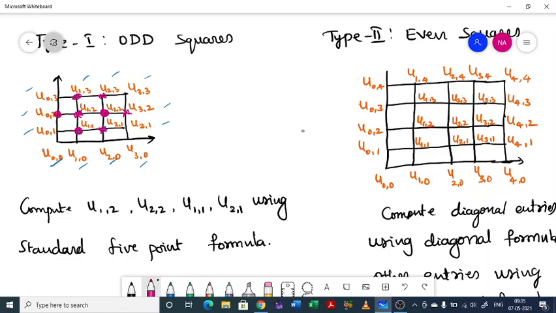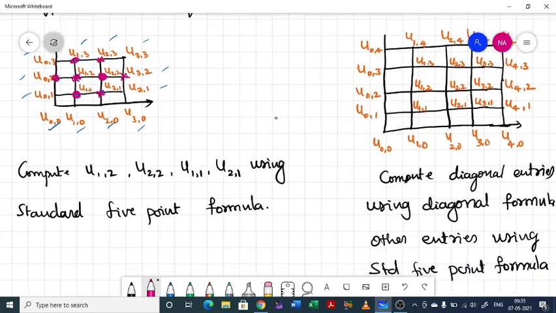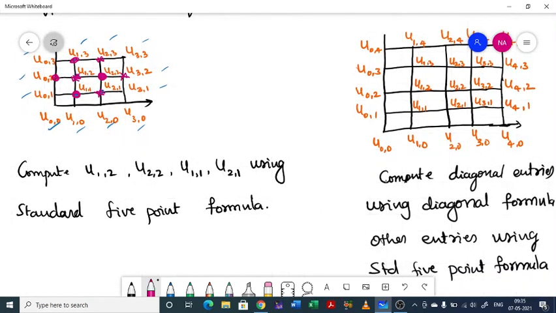Similarly that process you have to repeat to determine u1,2, u2,2, u1,1. These are the points you have to determine: u1,1, u2,2, u1,2, u2,1. If you determine these entries, that completes the solution of the given problem. So this is about odd numbered squares, or simply the 9 squares problem.